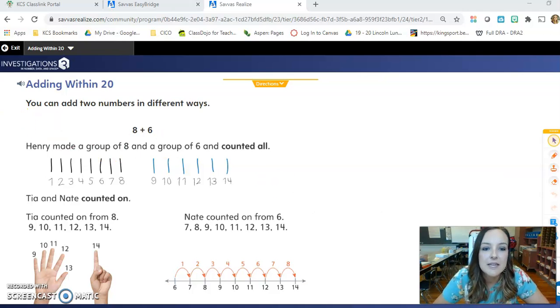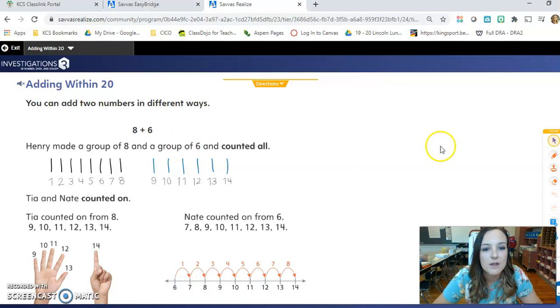So I am looking here, this is on our Savvas page, and this is the math words and ideas. So I want to look at that first together for some different strategies on how to add within 20. So let's take a listen and see some different strategies, and you might use some of these when you're counting also.